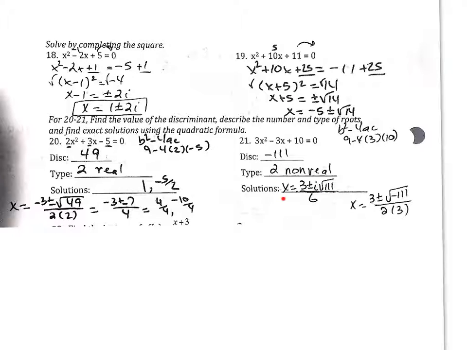So then do your formula. X equals negative b, which makes it positive 3. Plus or minus, take the i out. The square root of 11, all over 6, and you're done. All right, I wrote that while I was working it out to get there.